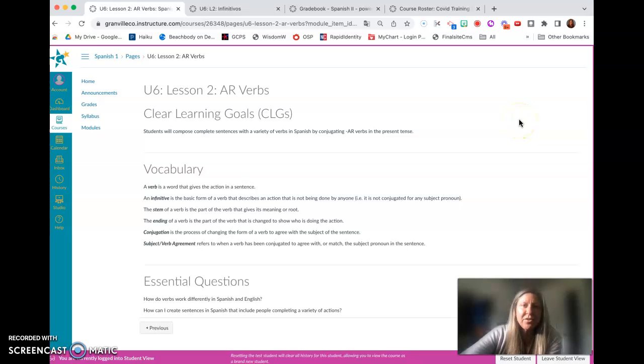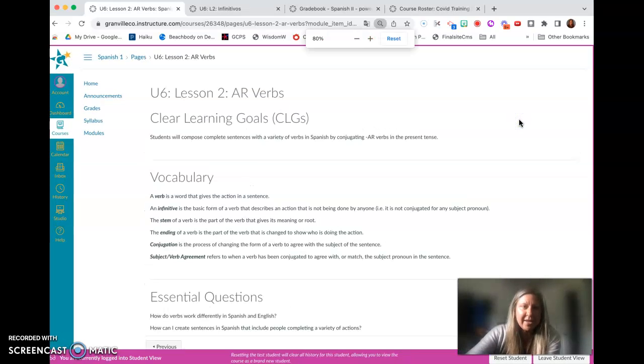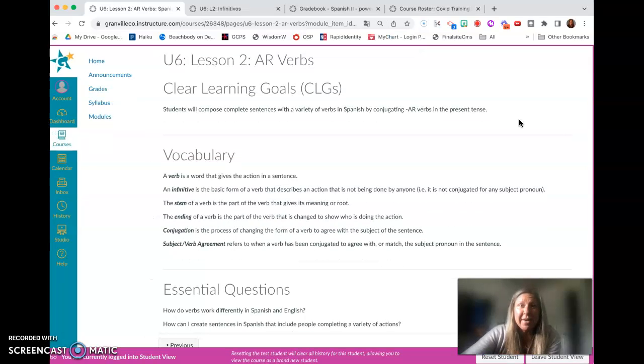This video is to highlight what an infinitive is in Unit 6 for Lesson 2 of Spanish 1. So here you are looking at the vocabulary for this particular unit. The vocabulary states, and we'll be reviewing in this lesson, what a verb is in English. And then also it highlights something called an infinitive.